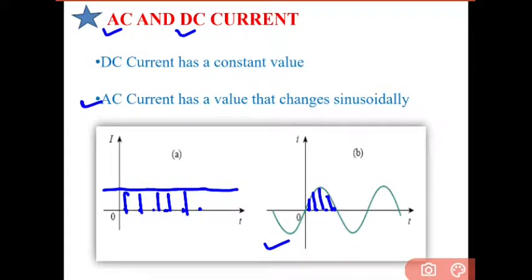So in an AC supply, it starts from zero, goes to the maximum, comes back down, then goes towards the negative maximum, and once again comes to the zero point. The property of AC or sinusoidal current is that it has the same magnitude in both polarities, positive as well as negative. So that is the basic difference between DC and AC current. DC current has a constant magnitude with respect to time, and AC current has a varying magnitude with respect to time.